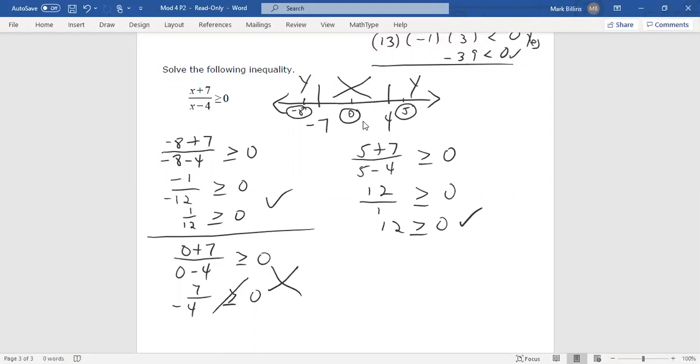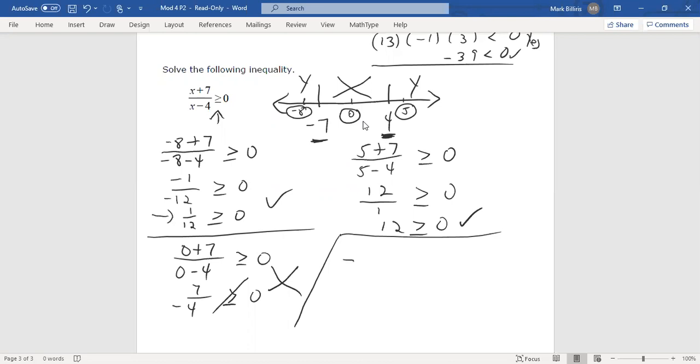Now here's the only twist as far as your answer is concerned. Notice the original says greater than or equal to. That means our answer can be 0. And remember, these values, our boundary points, are potential zeros. So now I know that the values less than negative 7 worked, because when I plugged in negative 8, it gave me a value greater than 0.